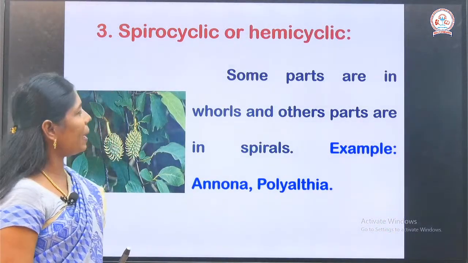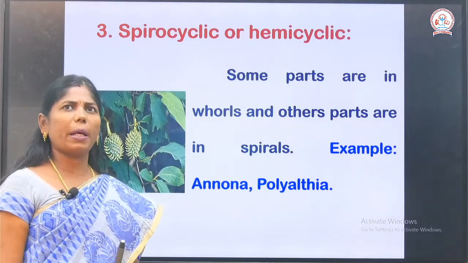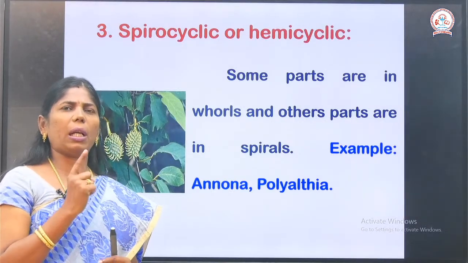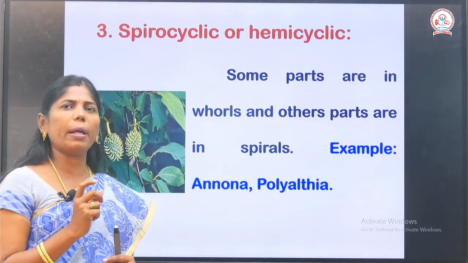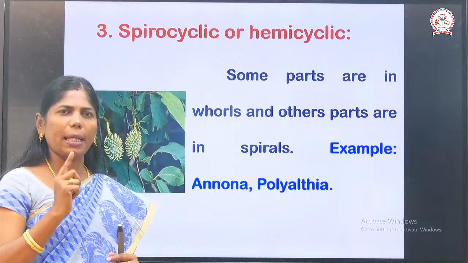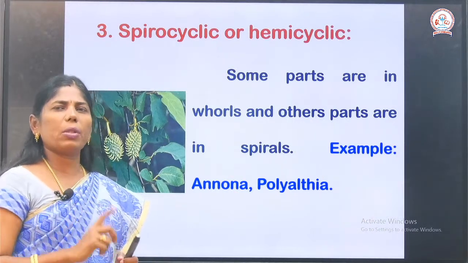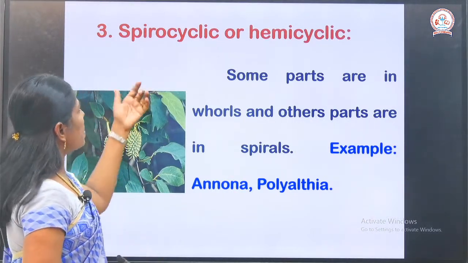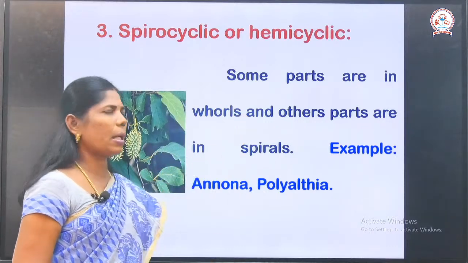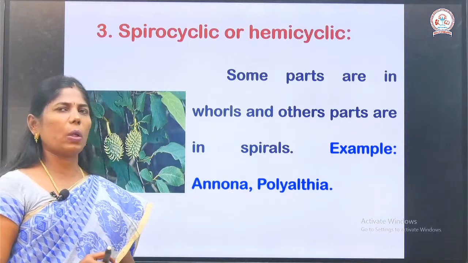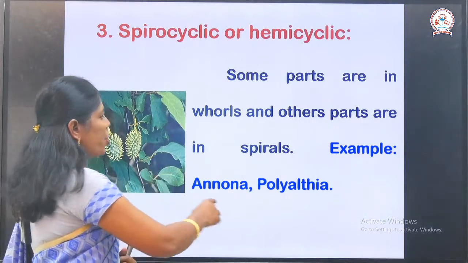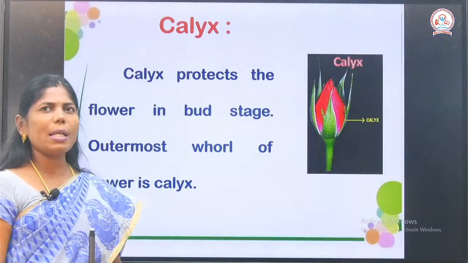And spirocyclic or hemicyclic condition. Spirocyclic: one whorl is there, and another part is in a spiral condition. One is cyclic, one is spiral. So both of them together are considered spirocyclic or hemicyclic. Some parts are in whorls and other parts are in a spiral. So that is a spirocyclic or hemicyclic arrangement. The calyx and corolla are arranged like that.